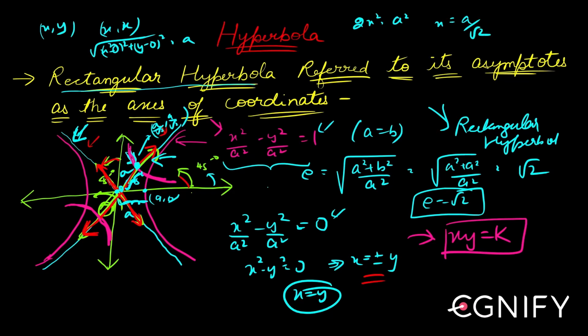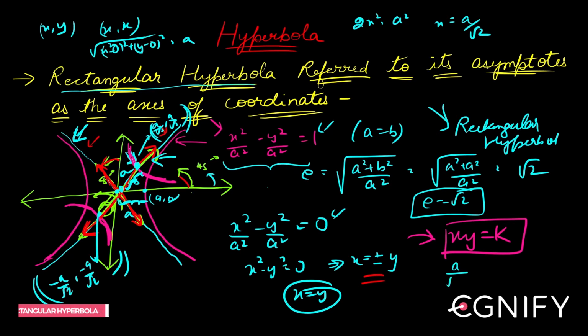We are not taking the negative one because we're just concerned about this one. So you'll also have minus a by root 2 comma minus a by root 2, so your hyperbola will also pass through this. It will pass through this, and it will also pass through this. So I'll just put a by root 2 here. a by root 2 into a by root 2 is equal to k. That means your k is a square by 2.